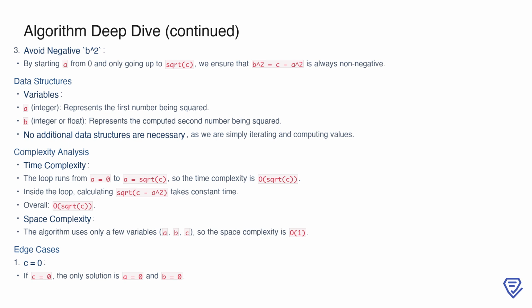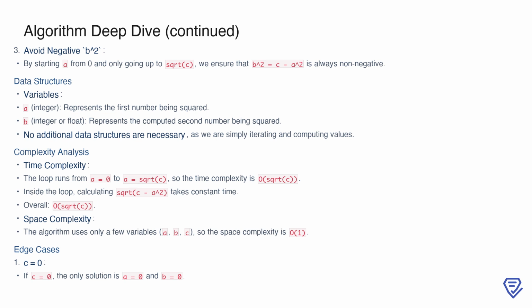The algorithm relies on simple variables, with a representing the first number being squared and b representing the square root of the computed value, c − a². No additional data structures are required since we only iterate and compute values.